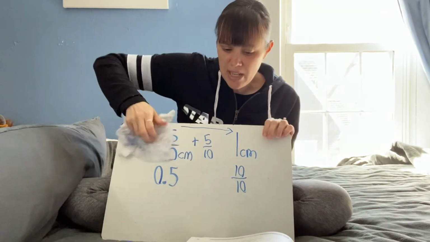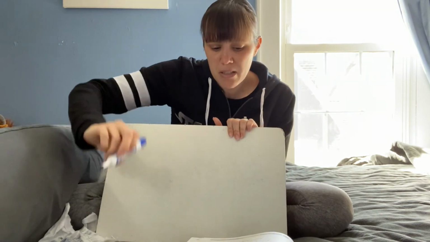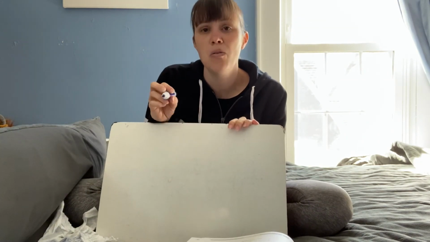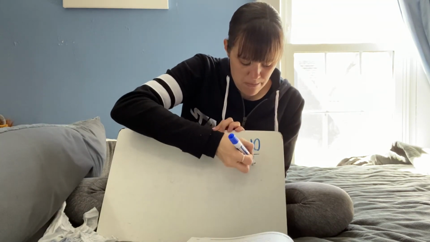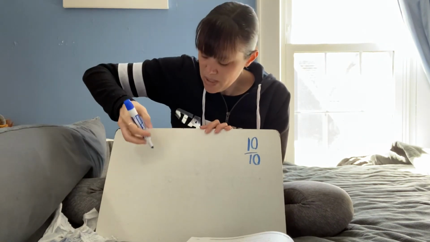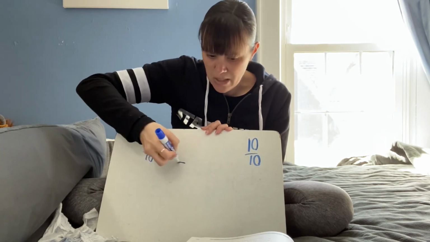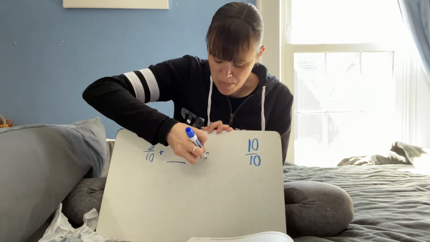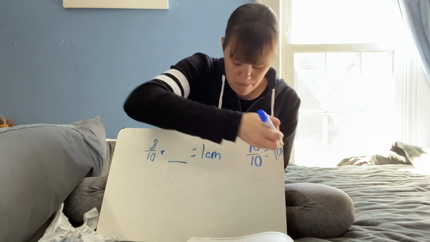So now this next part, it says fill in the blanks to make the sentence true in both fraction form and decimal form. We are basically finding ways to make 1 whole, or 10/10, because 10/10 is 1 whole. So the first one says 8/10 plus, and then there's a blank, equals 1 centimeter. Now 1 centimeter is going to be your 10/10.